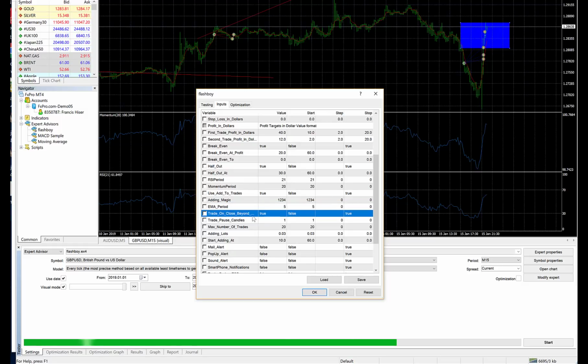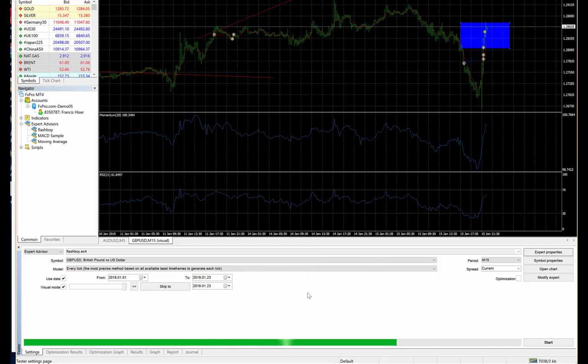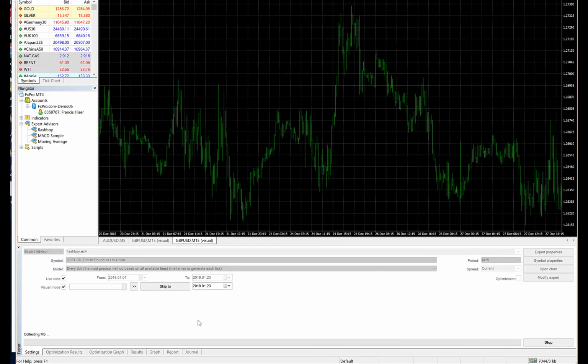We're only going to trade if price moves beyond the 5 exponential moving average, so it has to break through it, and it can only take 1 trade extra per candle that hits the 5 EMA. The maximum number of additional trades that it can take is 20, and it will add trades of 3 micro lots each, so very small, and it will only start adding to trades if the total set of trades is already profitable. Let's click Start.